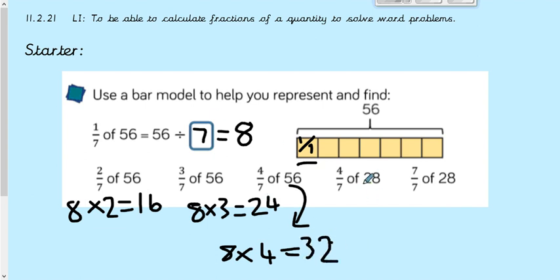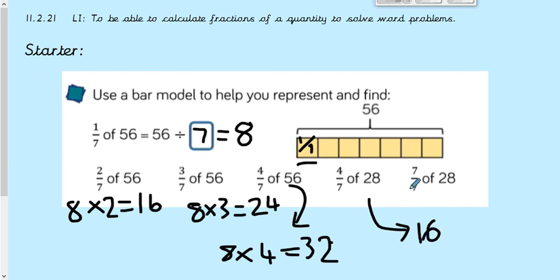And then this one's a bit different. This one, it's 4/7 of 28, but if you look closely, 28 is actually half of 56. Now, if we've already done 4/7 of 56, which is 32, how do you think we could use that to work out 4/7 of 28 if 28 is half of 56? We could, in fact, just half this. So half of 32 would be 16.